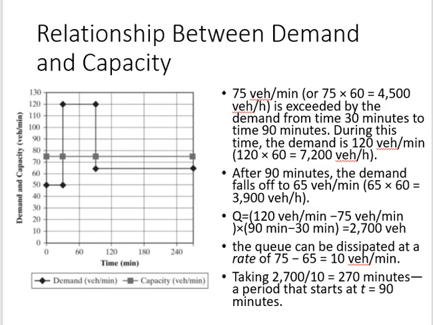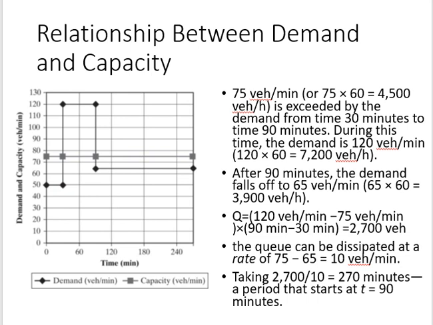Next time is 90. Again, it's cumulative, so I mean 0 to 90. How many vehicles arrive between 0 and 90? For the first 30 minutes, it is 50 per minute, and for the next 60 minutes, it is 120 per minute. So 30 into 50 plus 120 into 60.